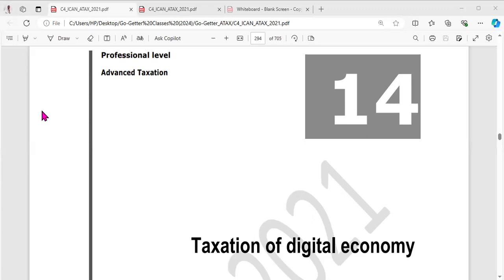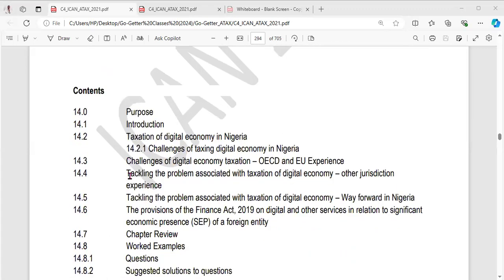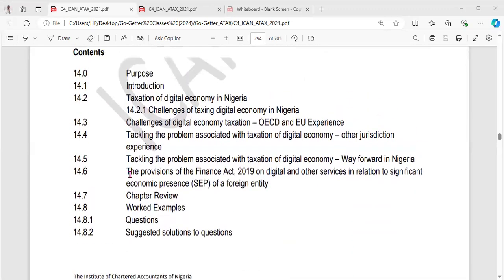Today, the topic we'll be taking is taxation of the digital economy. Taxation of the digital economy is a very important topic. And so, these are some of the things we are going to be seeing in this topic.